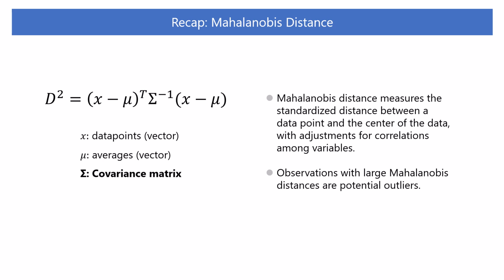To fully understand the benefits of using a shrinkage covariance matrix, let's review the concept of Mahalanobis distance and its characteristics. The Mahalanobis distance measures the standardized distance between the data point and the center of the data, with adjustments for correlations among variables. Observations with large Mahalanobis distances are potential outliers. As we can see in this formula, the covariance matrix is an important component for calculating Mahalanobis distance.